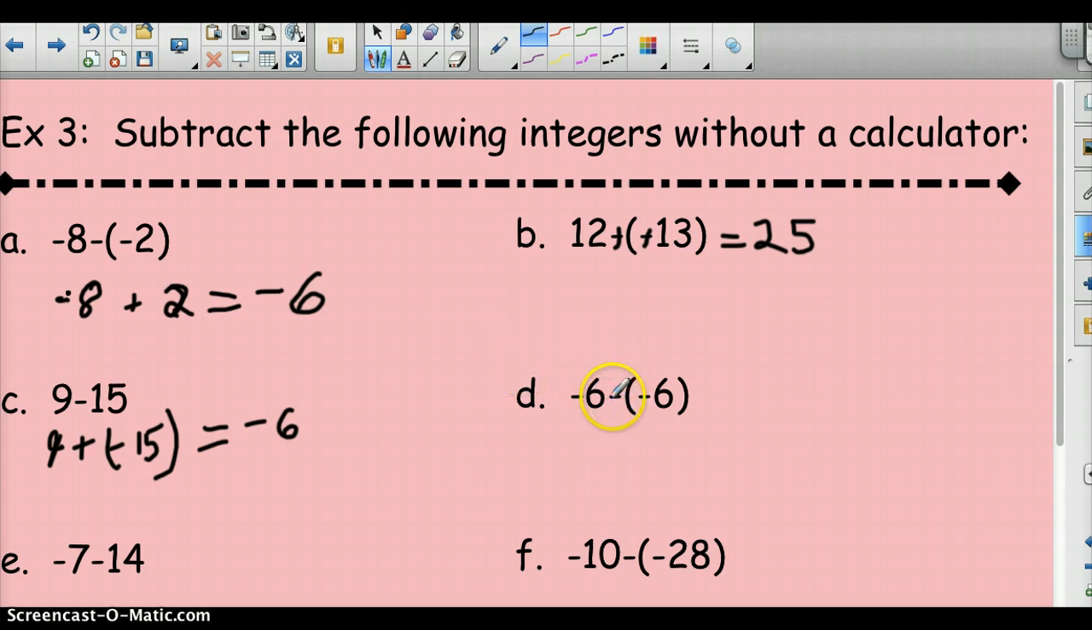Moving on, same game here. Once again, change the subtraction sign to addition and change the sign of the back one. Negative 6 plus 6. Well, they're the same number. One's negative, one's positive. They must add to be 0.